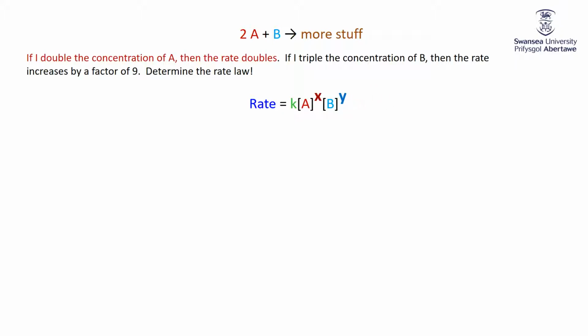Now let's see what I'm told. Well, if I double A, then the rate doubles. Whatever I do to A is going to be done to the power of x as far as the rate is concerned, because the rate is related to the concentration of A to the power of x. Okay, well, in this case, I know that the rate increased by a factor of 2. So I double A, the rate changes by 2 to the power of x, and in this case, it doubles. That means that x is 1. Now look at the concentration of B.